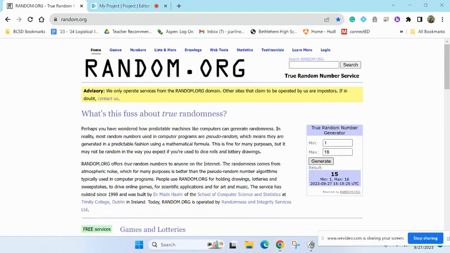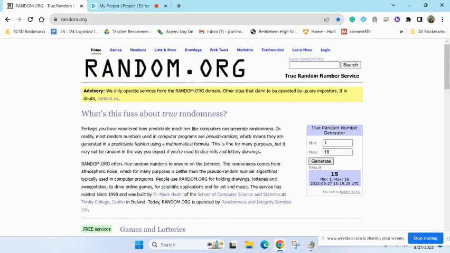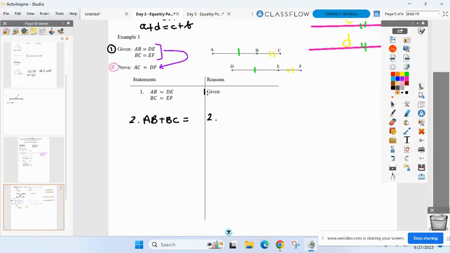Oh, Gabby, you're on fire today. Okay, ready, everyone. AB added to BC is equal to, what other pair am I going to add to it? All right, AB plus BC is the same as if I added what other pair? There we go. Thomas? DE plus EF. DE plus EF.